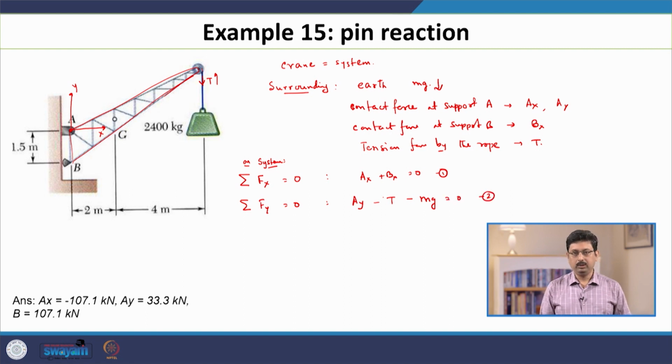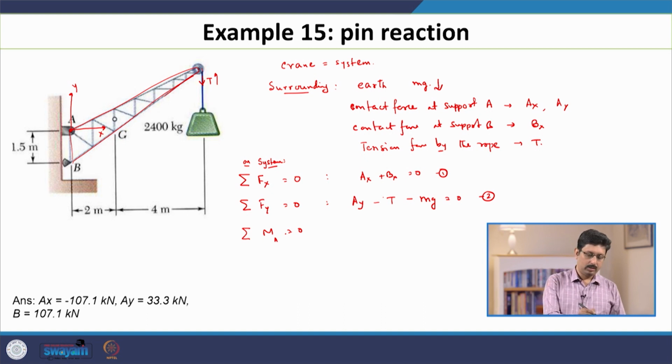Now, we also need that the whole system is not rotating, which means the total torque on this system must be 0. When we calculate torque, again we need to specify the pivot point. In this case I am going to take the point A as our reference or fixed point, about which we calculate the torque due to all the forces.